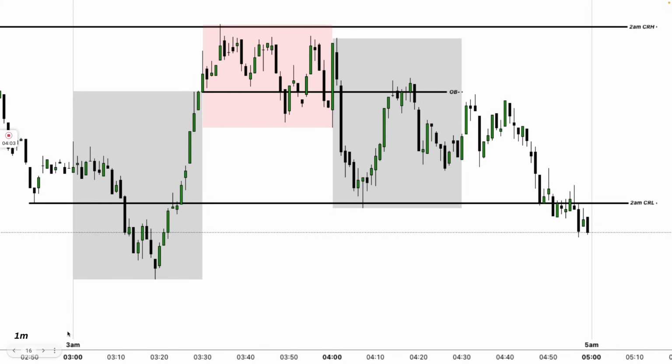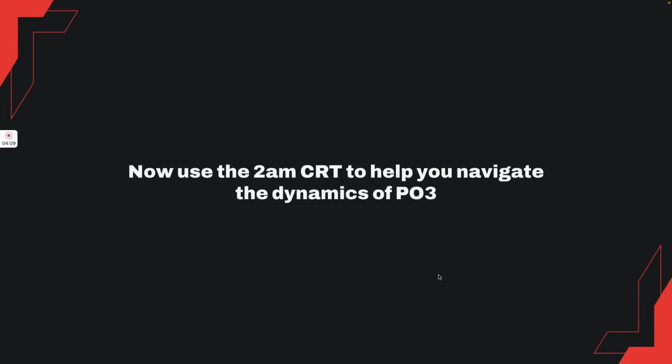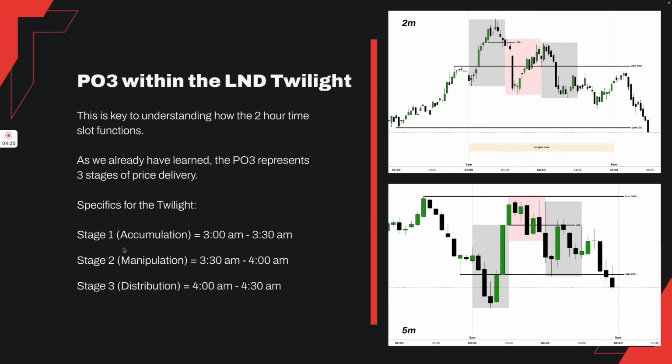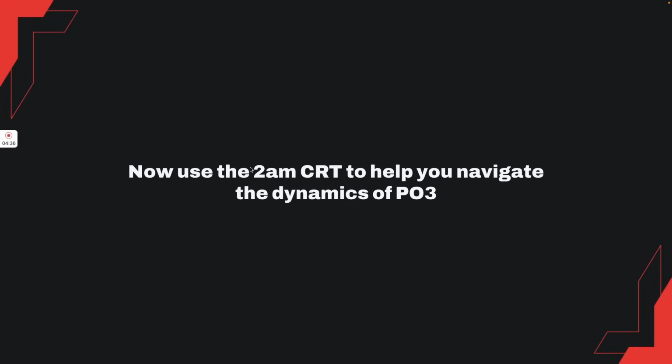Recognize the time. 3 a.m. to 5 a.m. Now use the 2 a.m. CRT to help you navigate the dynamics of power of 3. Use this knowledge of stage 1 accumulation, 3 a.m. to 3:30. Stage 2 manipulation, 3:30 a.m. to 4 a.m. Stage 3 distribution, and usually the quickest, 4 a.m. to 4:30 a.m. Use that knowledge with the 2 a.m. CRT and you will destroy the markets.